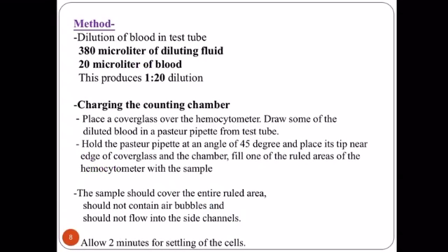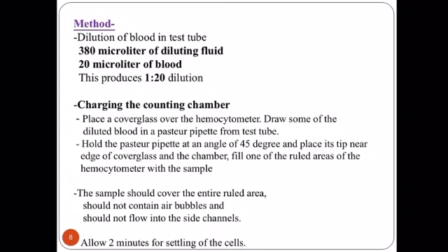Now we have to charge the Neubauer chamber. First, we place the cover slip on the hemocytometer and draw the diluted blood into a Pasteur pipette from the test tube. Hold the Pasteur pipette at an angle of 45 degrees and place its tip near the edge of the cover glass and the chamber. Fill one of the ruled areas of the hemocytometer with the sample.